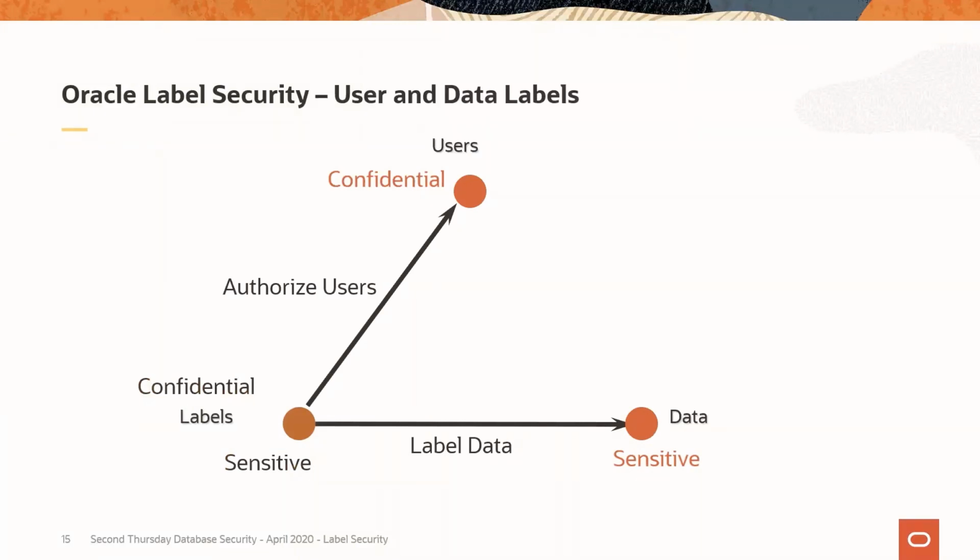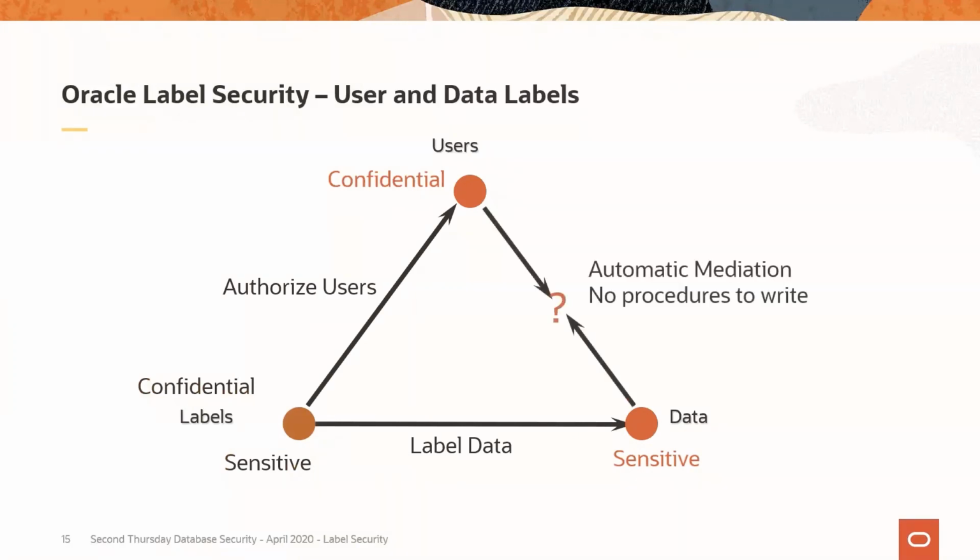And because of that, the database has the ability to automatically mediate whether the user can see that data. In this case, sensitive is a higher classification level than confidential. And so a user with confidential will not be able to see data that has a sensitive label. So you don't have to write any procedures to do the mediation. That's automatically done based on your labels.